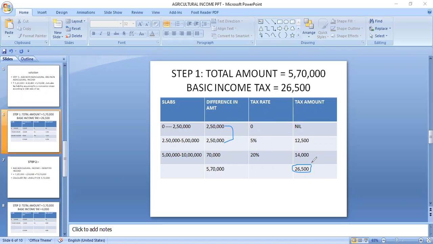Okay. Then what is step 2? In step 1, we clubbed agri income and non-agri income. We calculated the basic income tax, and we got basic income tax of 26,500 according to step 1. What is step 2?